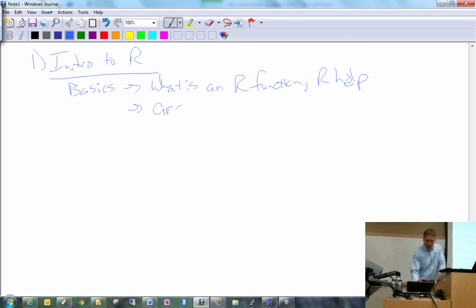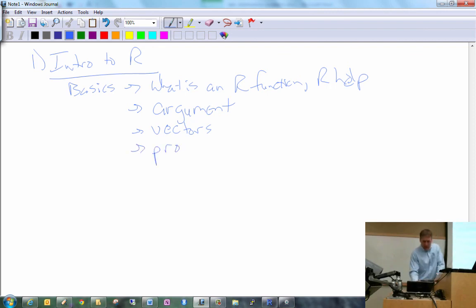Understand what an argument is in an R function call. Essentially, it's like an option. There are required arguments, there are optional arguments. Working with vectors in R: whenever we use that c function to combine some numbers together, that again was a vector.